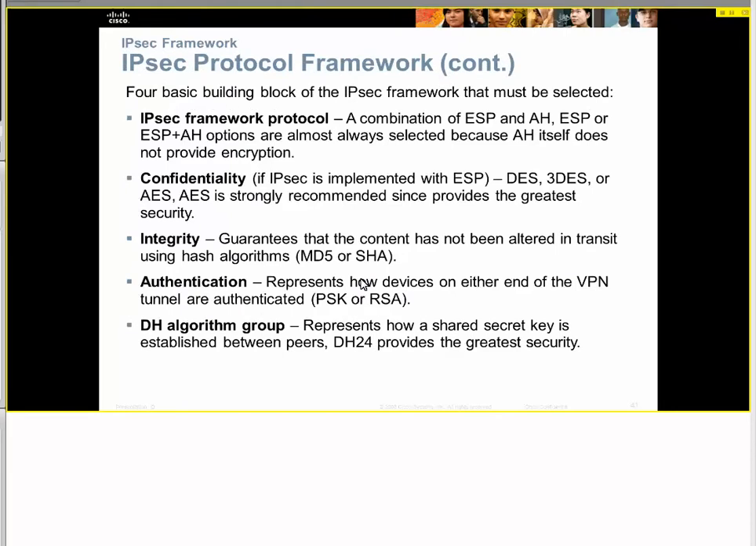So when we're building our framework, we have to decide what level of security we want. A combination of ESP and AH is the best option because that provides you with authentication, confidentiality, and integrity. If you use ESP, you only get authentication and encryption. If you use AH, you get authentication and integrity. You want both, you simply combine them. And by the way, that is almost always the standard.